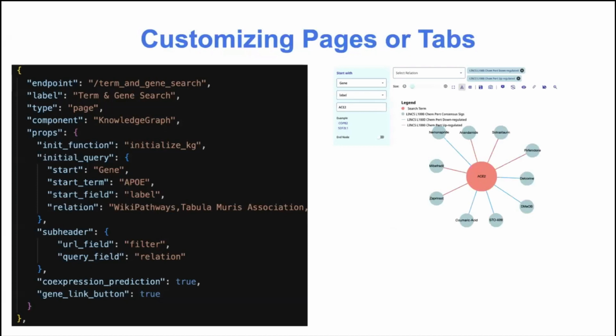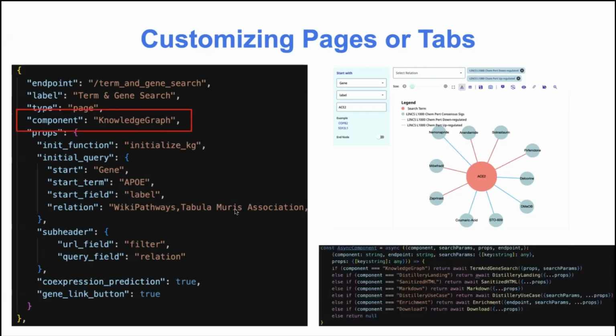And then the more important one, I guess, is this tabs or pages. I've shown you the tabs earlier. This is where we actually define the pages that will be included in your UI. So for example, here we have the slash terms and gene search. So it will go to this endpoint. And then the component, the important part here is this component.